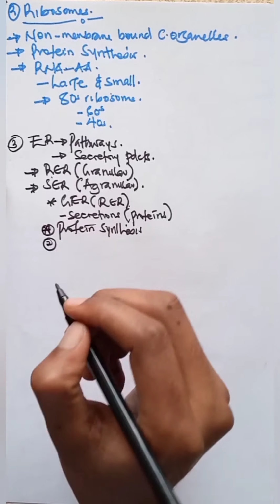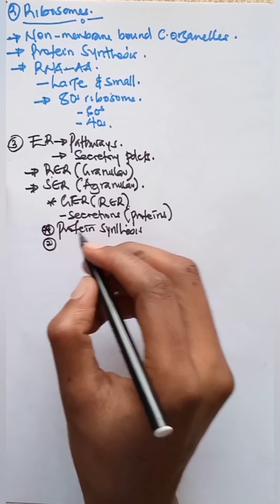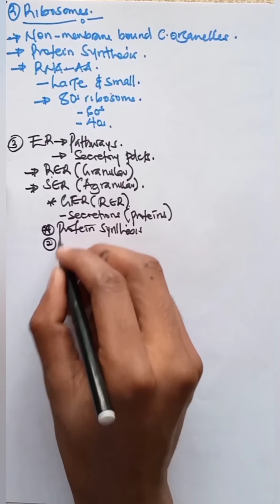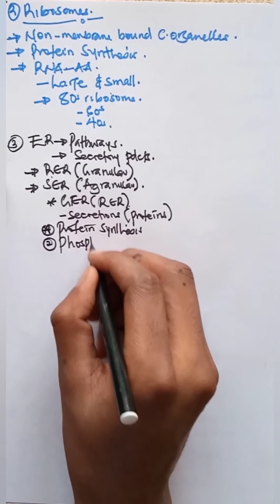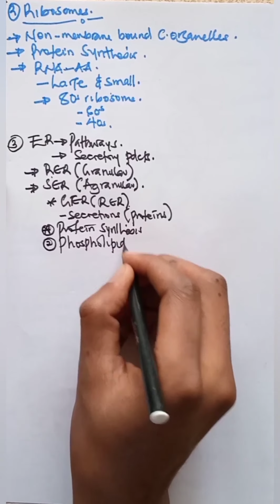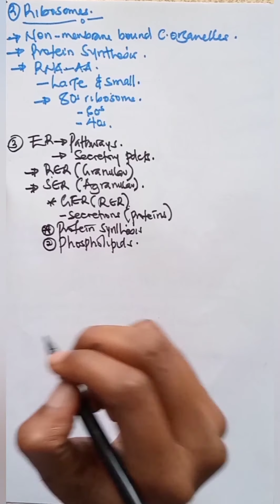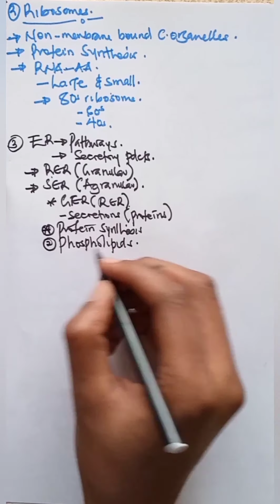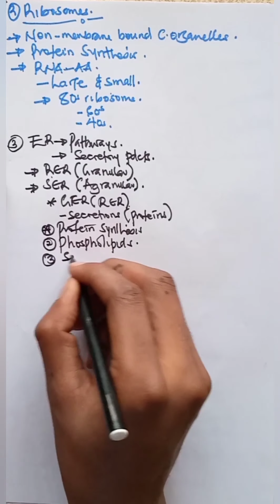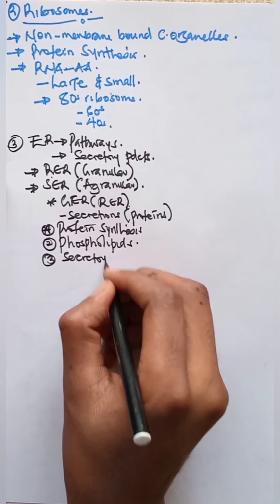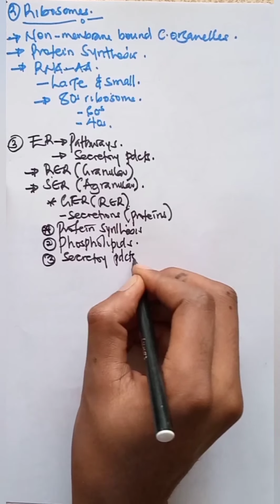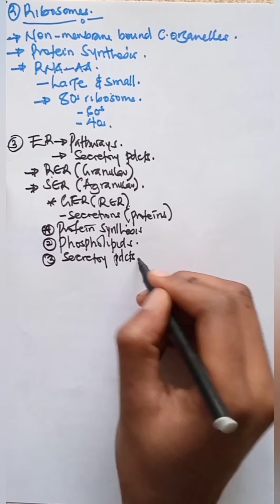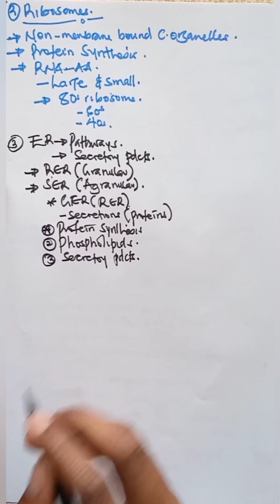Number 2, it's an assembly site for the phospholipids, and also a conveyor channel for transport of secretory products to the Golgi complex for packaging.